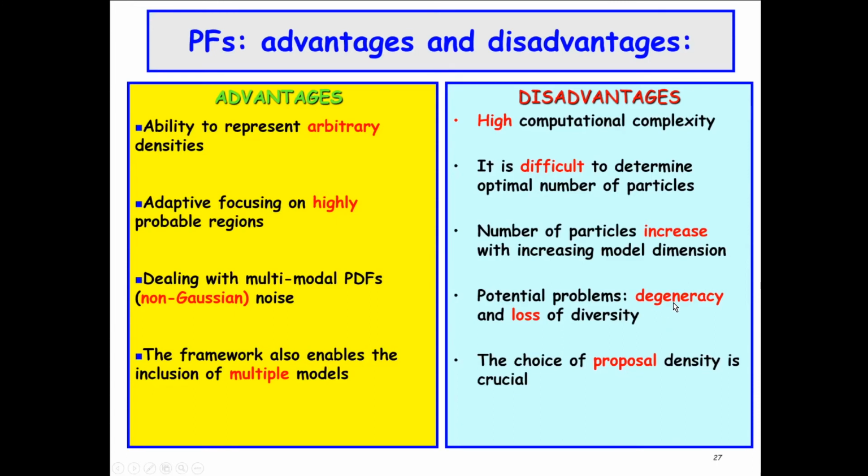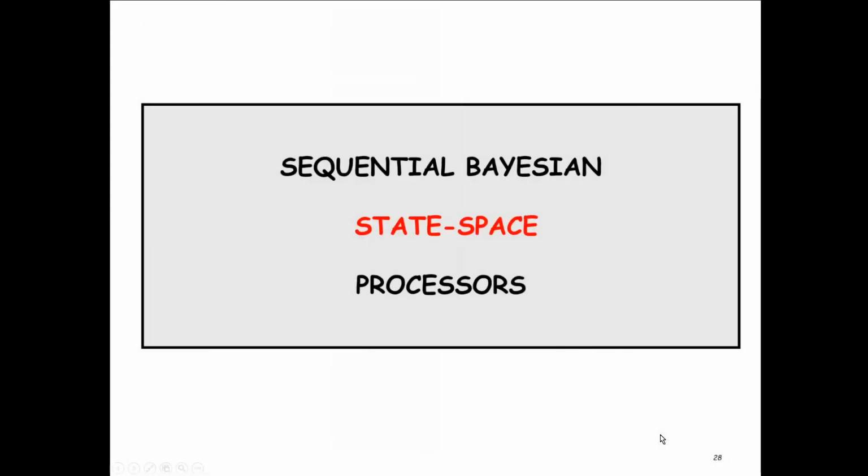The potential problems are the degeneracy and loss of diversity in the particles. You kind of lose their effect. And the choice of proposal density is really key. If you go look in the literature about particle filters, each one differs primarily by whatever they picked as the proposal distribution, the Q, so to say.